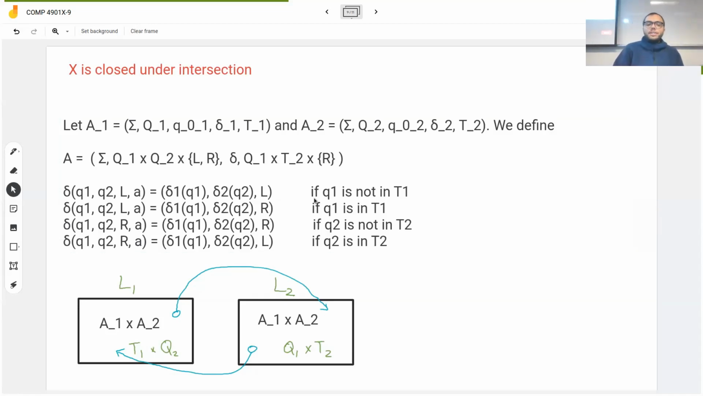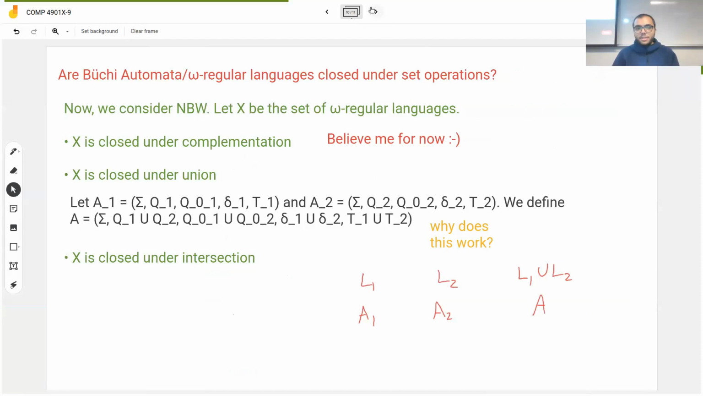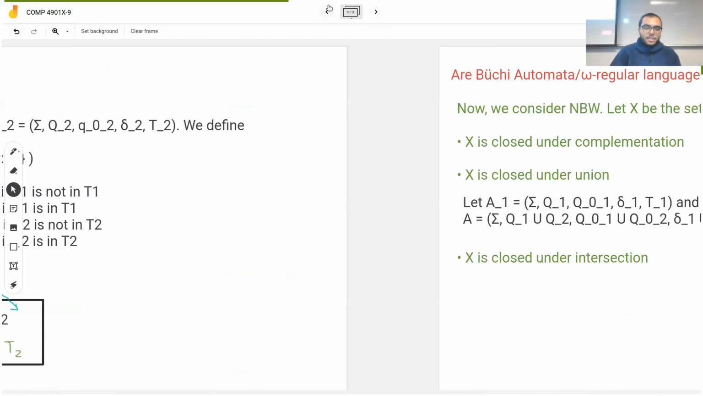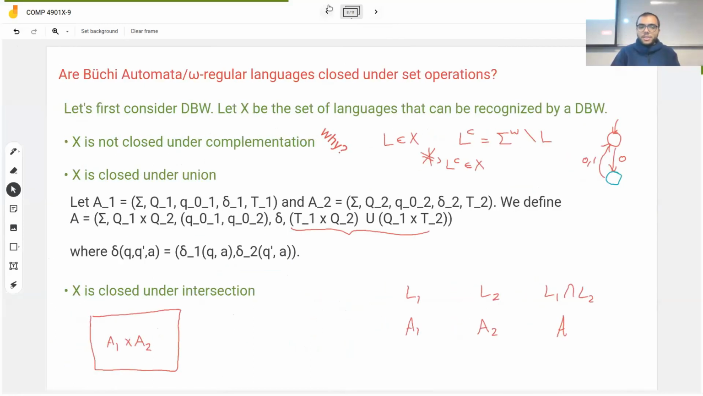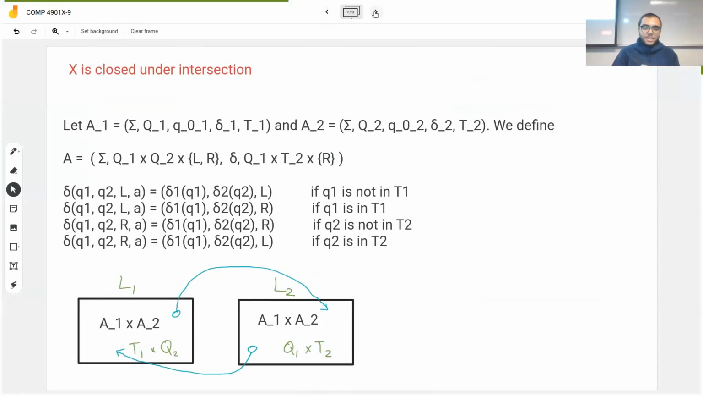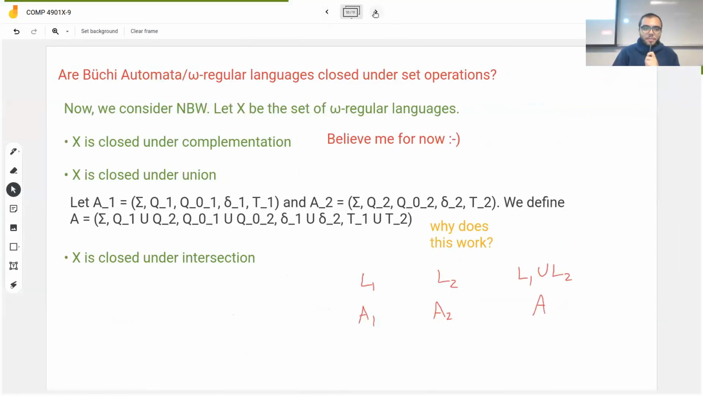Because we already saw that if we see these things infinitely many times, we have to see the targets on the left for the first automaton infinitely many times. All of these were about deterministic Büchi automata. So we saw that DBWs are not closed under complementation, but they're closed under union and intersection. And intersection was a bit harder than union.